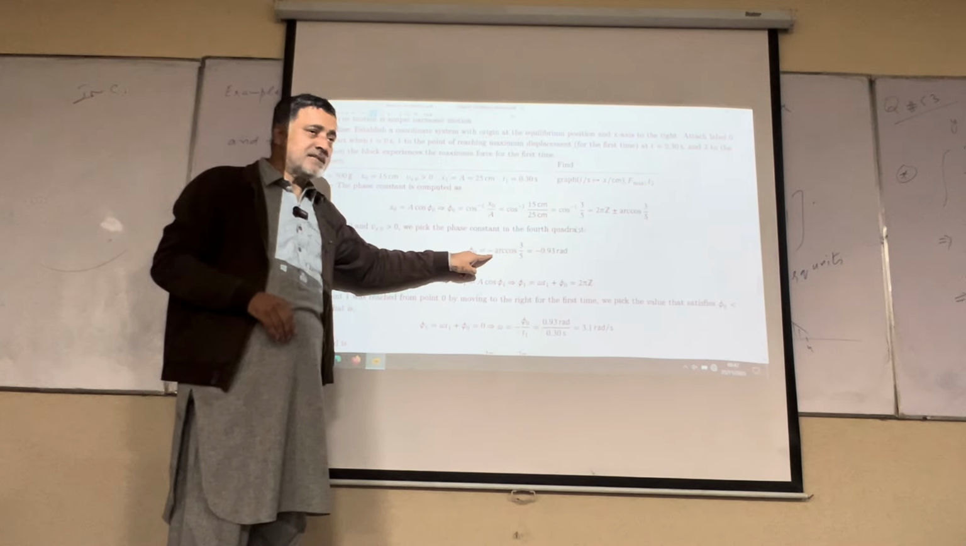For that, we need to use this information. It reaches a maximum displacement of 25 centimeters. So it means that we will still use this equation, but we will replace t and x with actual values, which is t1 and x1, because we know those values. t1 is 0.300 seconds, and x1 is actually A.